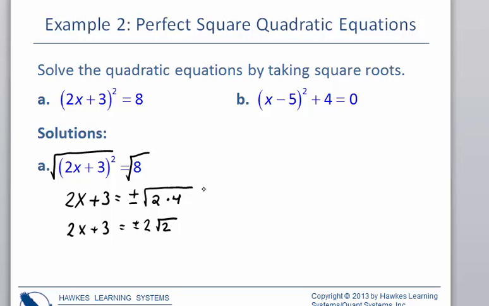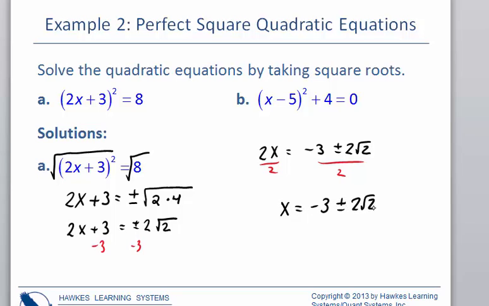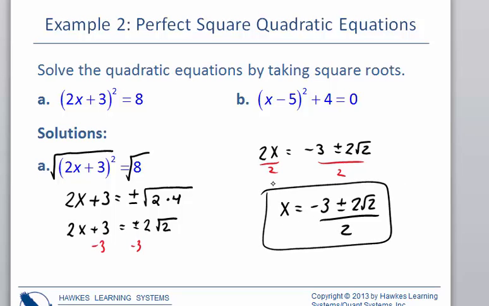Now we still have to solve for x, so our next step is going to be to subtract 3 from both sides. So that's going to give me 2x is equal to negative 3 plus or minus 2 on the square root of 2. These are not like terms, so they can't really be combined. And then my last step is going to be to divide by 2. And so x is going to equal negative 3 plus or minus 2 on the square root of 2 over 2. And that is two solutions because one of them will have the plus in between and one of them will have the negative in between.